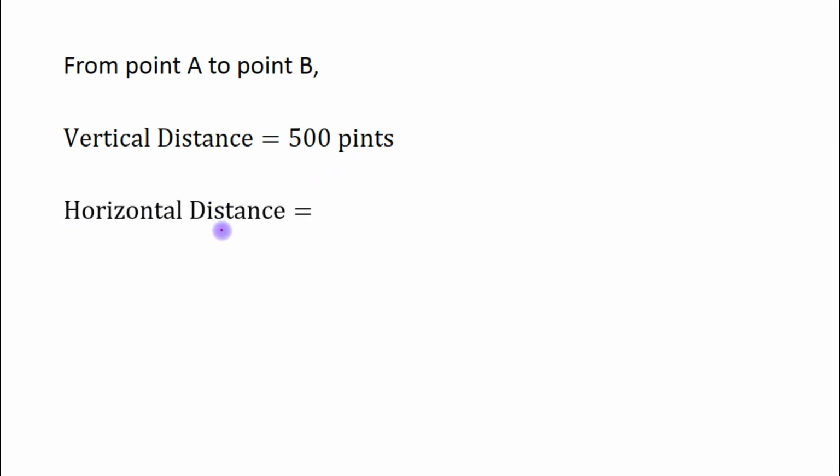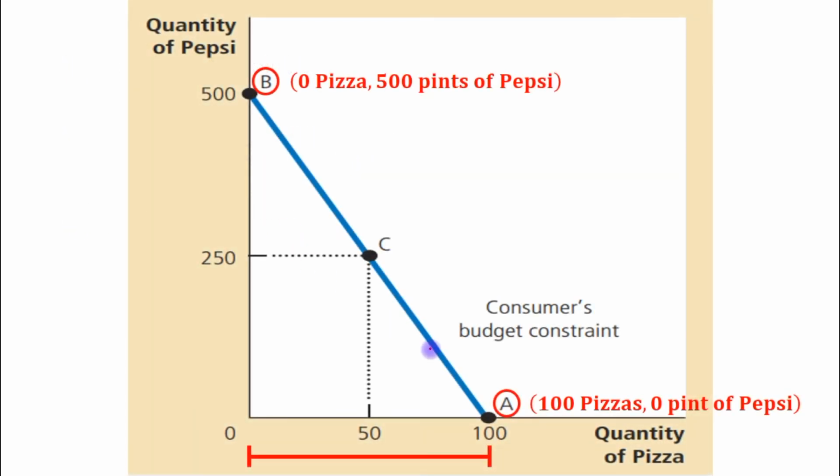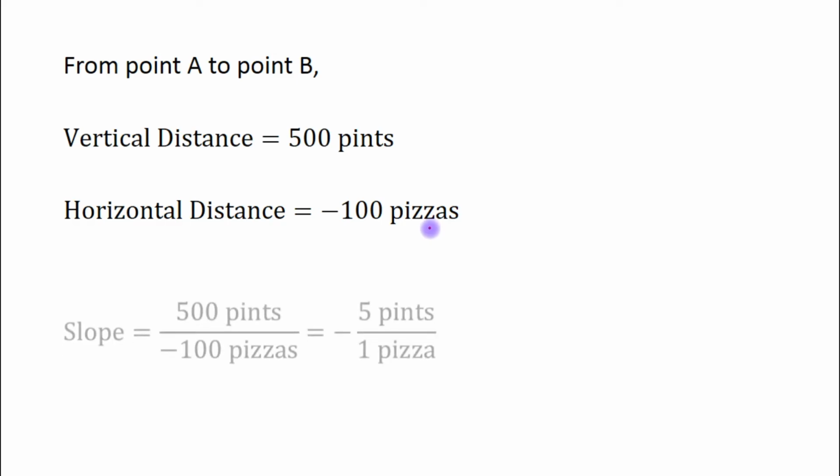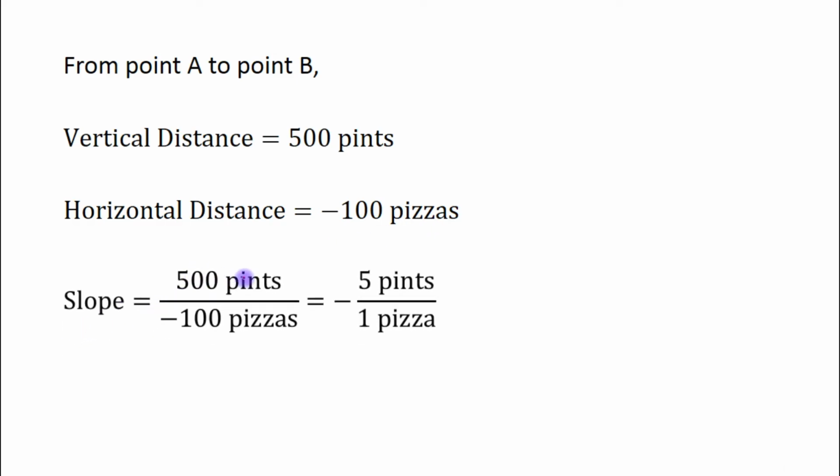Now let's consider the horizontal distance. If we are moving from point A to point B, that means we are moving from 100 pizzas to 0 pizza. So there is a negative change and we will write horizontal distance as minus 100 pizzas. Slope will be calculated as 500 pints upon minus 100 pizzas, which can be written as minus 5 pints upon 1 pizza. Thus, the slope is 5 pints per pizza.